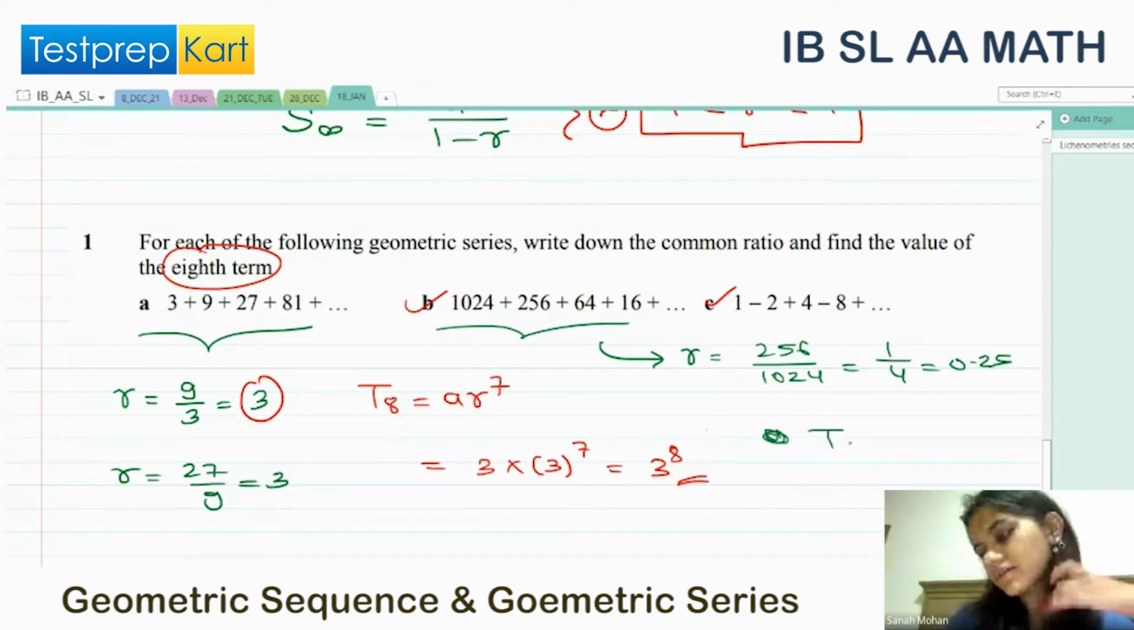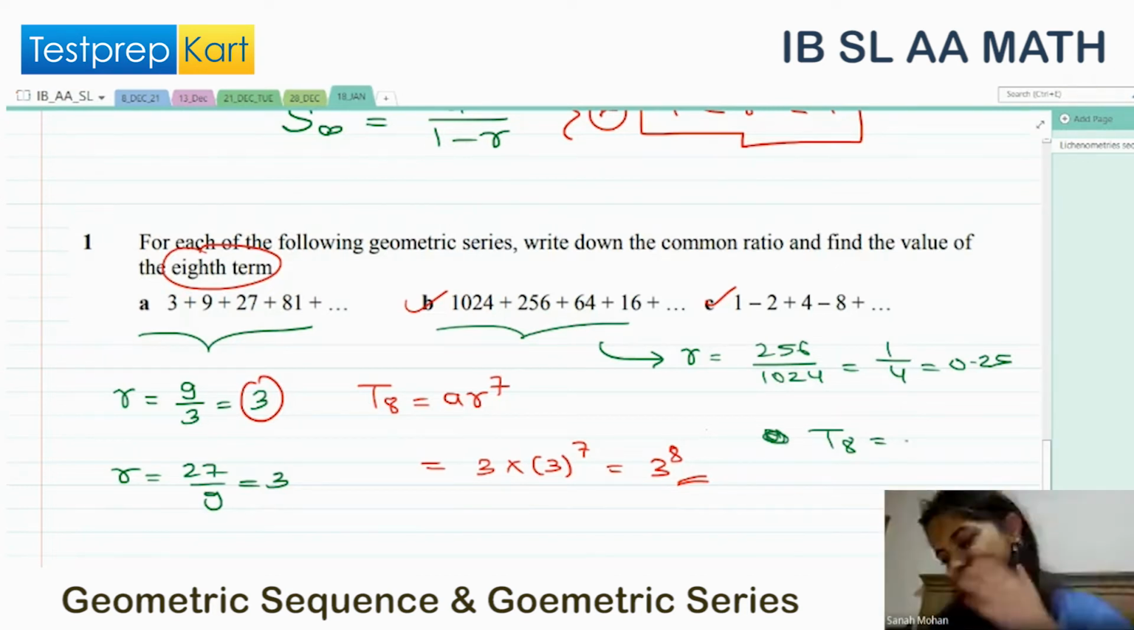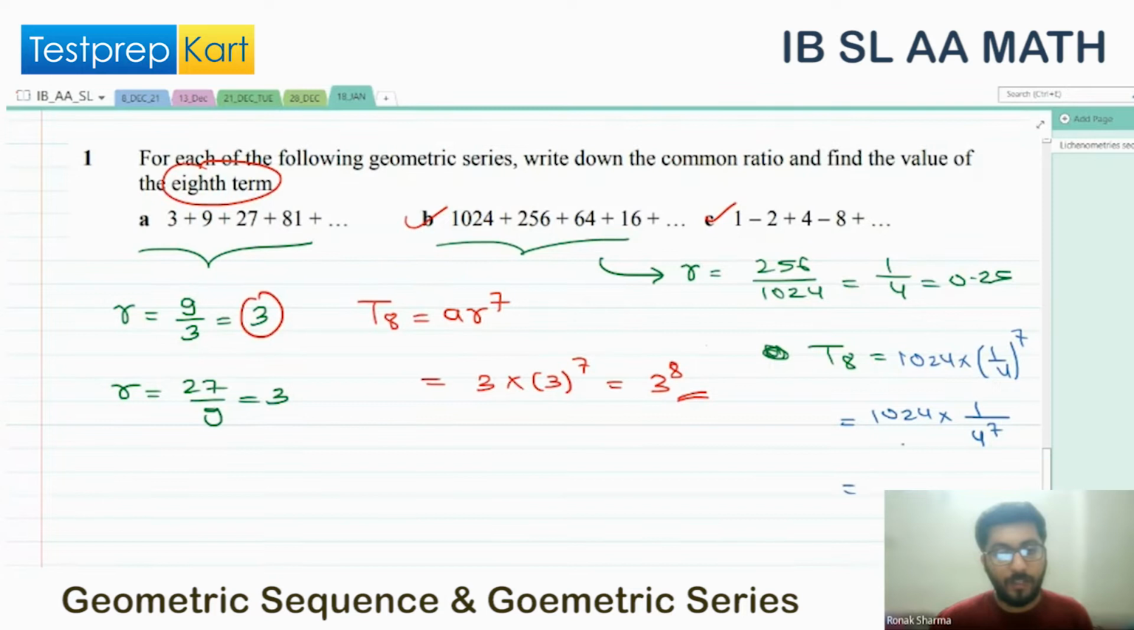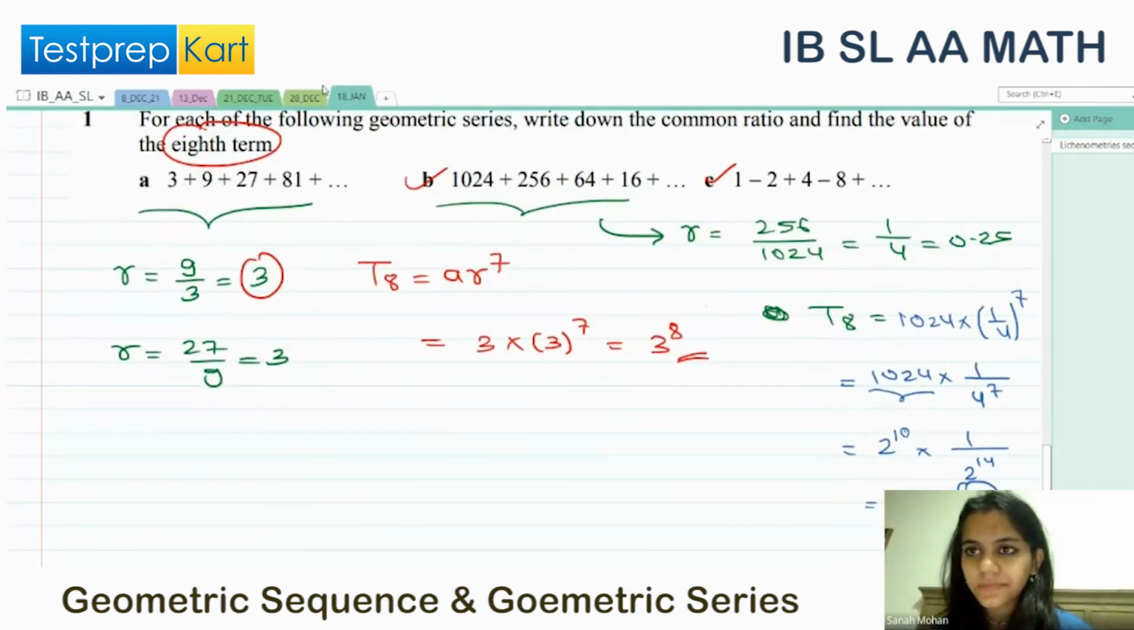And what is the eighth term? I got 1024 times 0.25 to the power 7. So 1024 times 1 by 4 power 7, right? Now we can write 1024 as 2 power 10, and 1 by 4 power 7 can be written as 1 by 2 power 14. So this will be 1 by 2 power 4. Using the calculator, are you getting 1 by 16? Let me check.